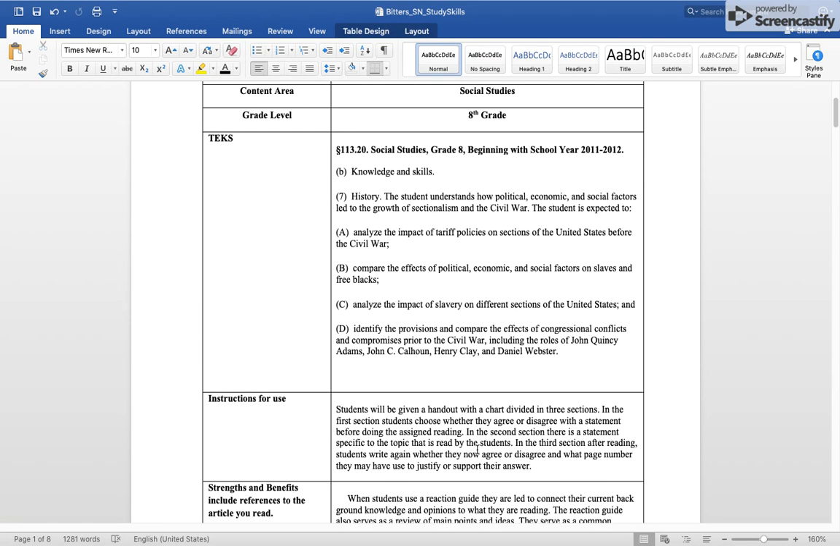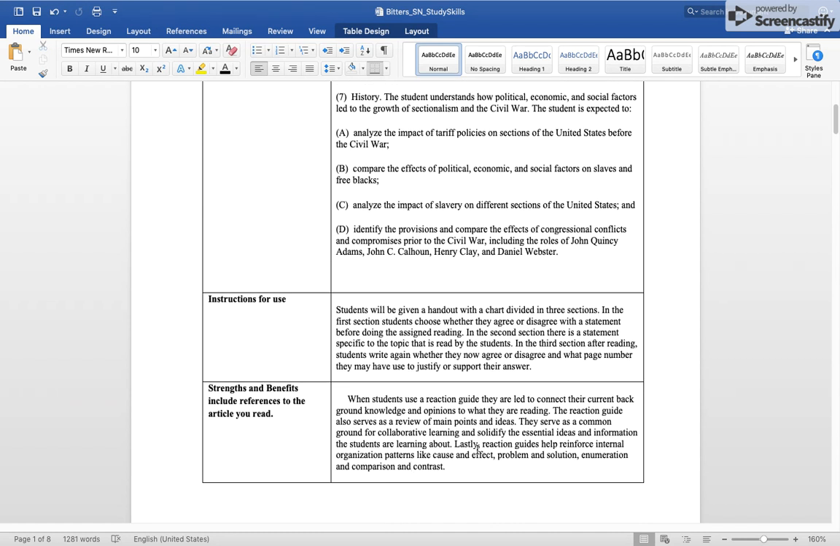But for this, to do the reaction guide, students will be given a handout with a chart divided in three sections. In the first section, students choose whether they agree or disagree with a statement before doing an assigned chunk of reading. In the second section, there's a statement specific to the topic that is read by the students that I have already written on there for them.